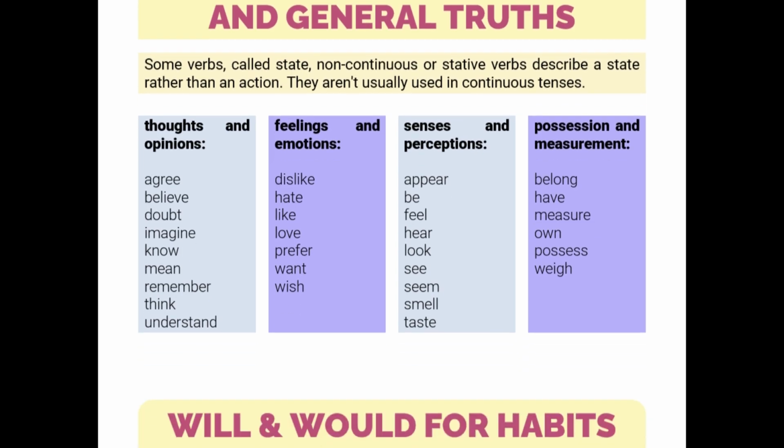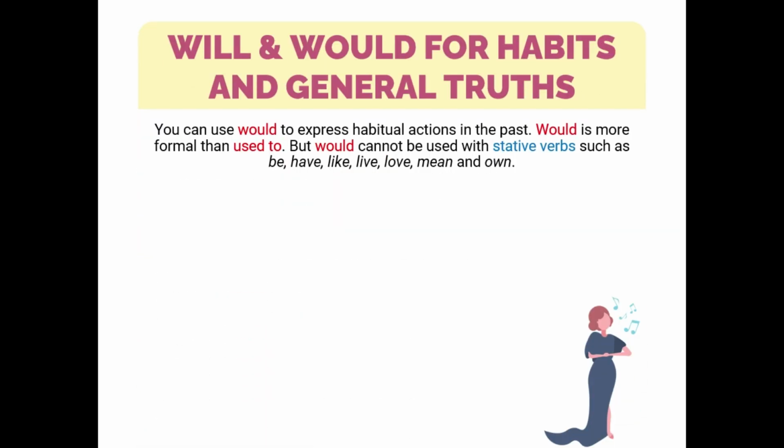Used to and would are both used to express habitual actions in the past, things that we used to do but not anymore. Would is more formal than used to. However, would cannot be used with a stative verb since the meaning would be different. So, if we have the modal verb would plus a state verb, the meaning would be something hypothetical, and that's not what we want to achieve here. Let's see a few examples.